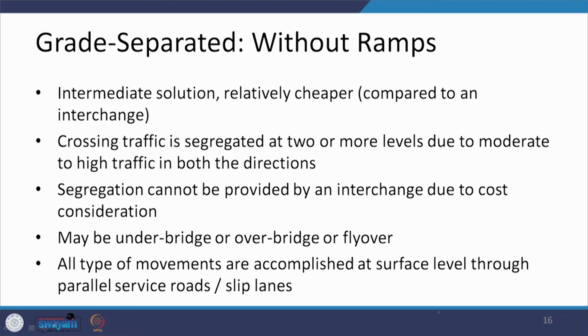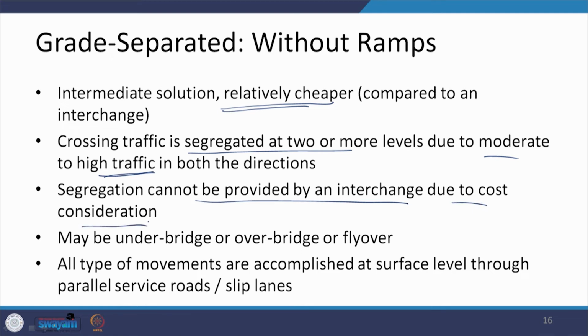So, let us talk about those grade separated intersections which are not having ramps. As I said, because they are not having ramps, they are only a single solution where the two roads cross each other at different levels. That is relatively cheaper as compared to an interchange, but obviously costly with respect to at-grade conditions. The crossing traffic is segregated at two levels, or it may be at more levels, and that is done because you have moderate to high traffic which needs to be controlled from different directions on the roads which are crossing each other. And segregation cannot be provided by an interchange due to cost considerations.